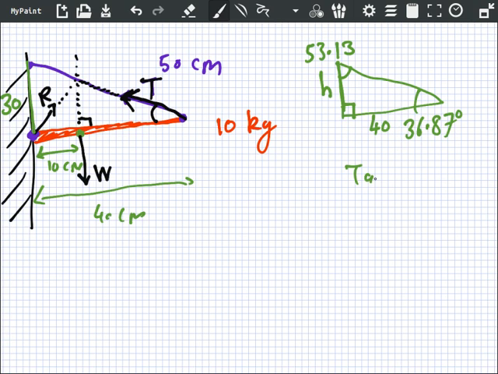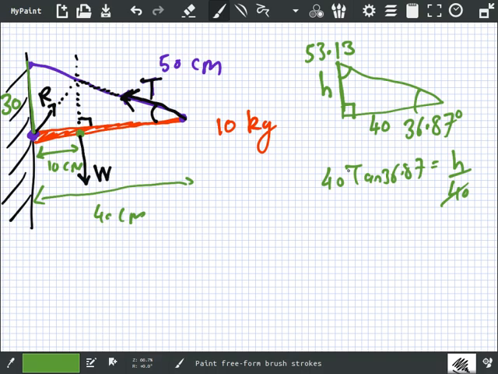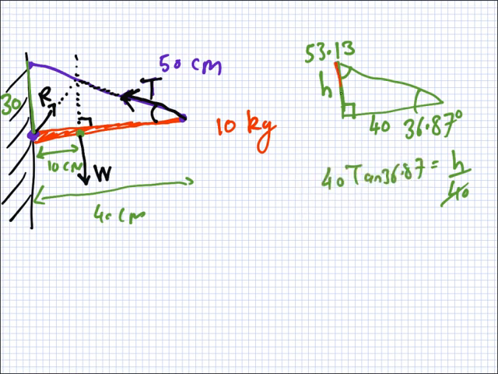So I can say tan 36.87 equals h over 40. So h is 40 tan 36.87. So what is that for h? So what's the h here? No, it's not 30. Oh, here I wrote 40. Oh, that's what you mean. Sorry, thank you. 30. Thank you. So, what's the h here? 22.5. H is 22.5. Okay, so we know this height here.